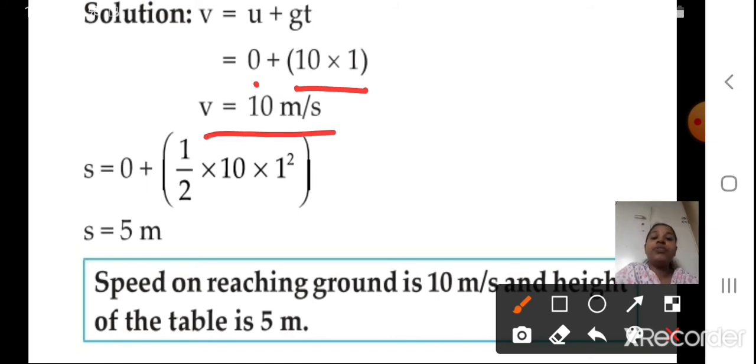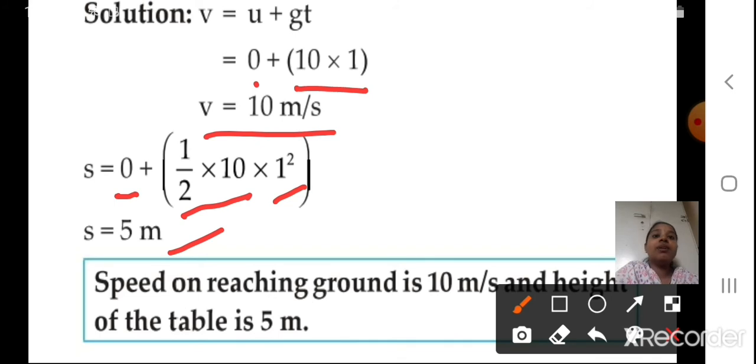Next, s is equal to ut plus half gt square. The u value is 0, so I have added 0 here, plus half into g, which is 10, multiplied by 1 square, since 1 second is the time. So it became 1 square. When I do the simple calculation, I get s is equal to 5 meter.